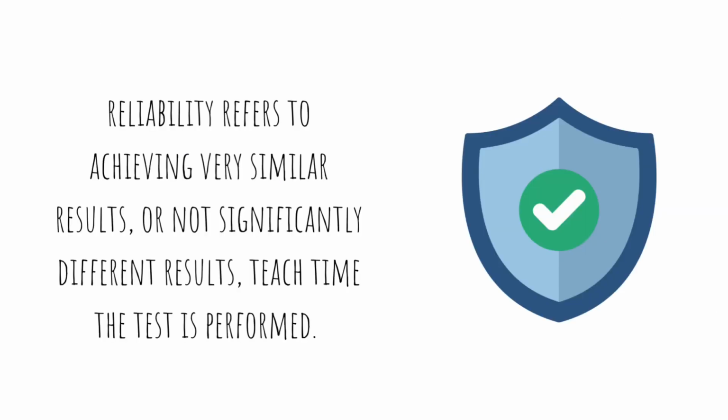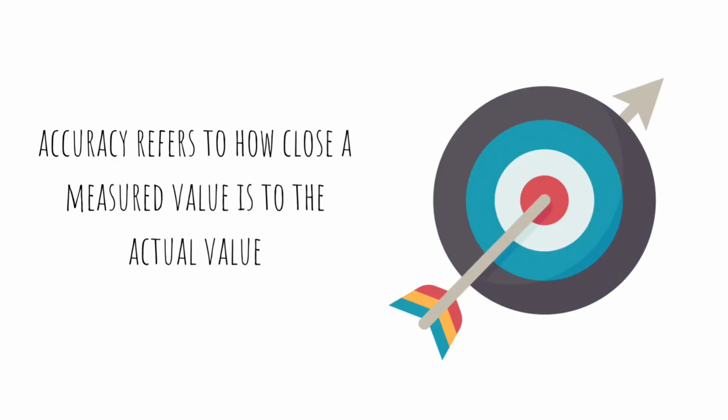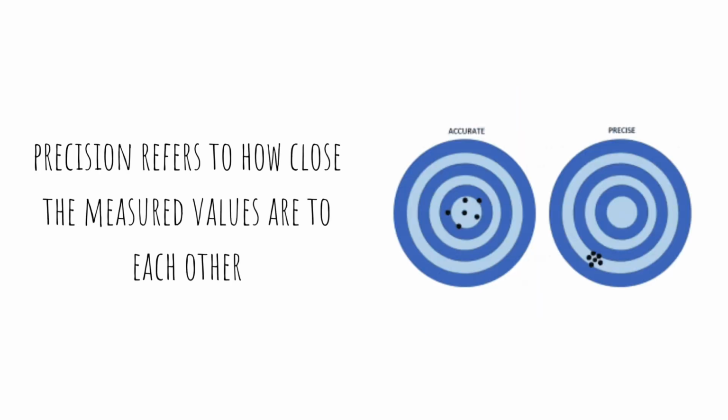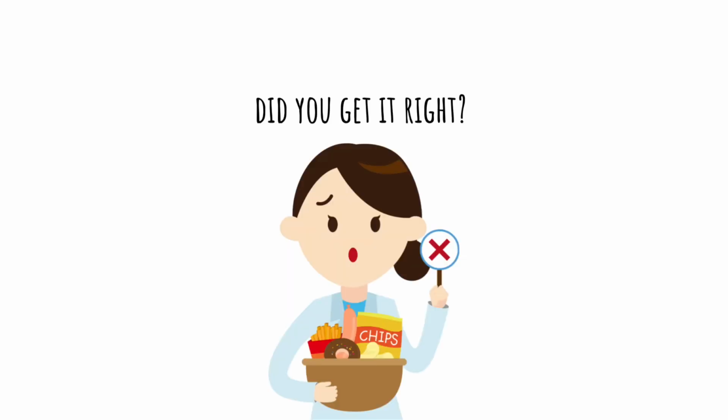Reliability refers to achieving very similar results or not significantly different results each time the test is performed. Accuracy refers to how close a measured value is to the actual value, and precision refers to how close the measured values are to each other. Did you get it right?